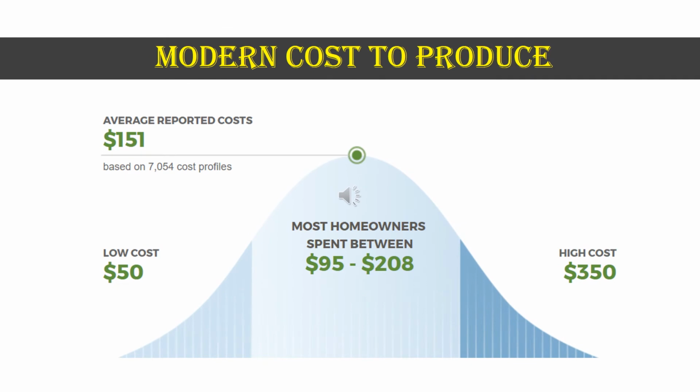Conventional locks are more affordable than electronic or smart locks. Most house owners spend between $95 and $208. The average reported cost as per the survey in 2016 is $151, and the highest cost is around $350.